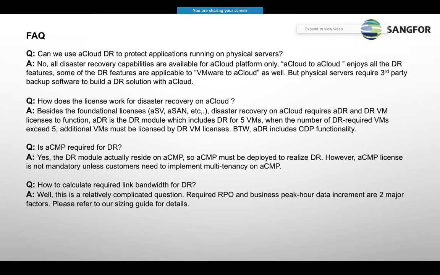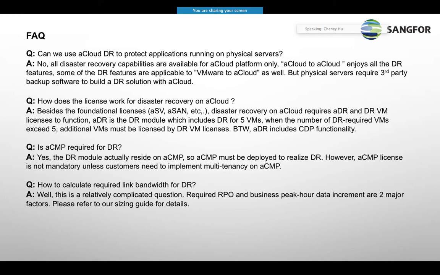I forgot to mention that on our disaster recovery solution, we can also provide link management so that you can restrict the traffic in your link to make sure that the DR traffic will not impact any production traffic that traverses the wire. And for the detailed link bandwidth calculation formula, please refer to our sizing guide for details.